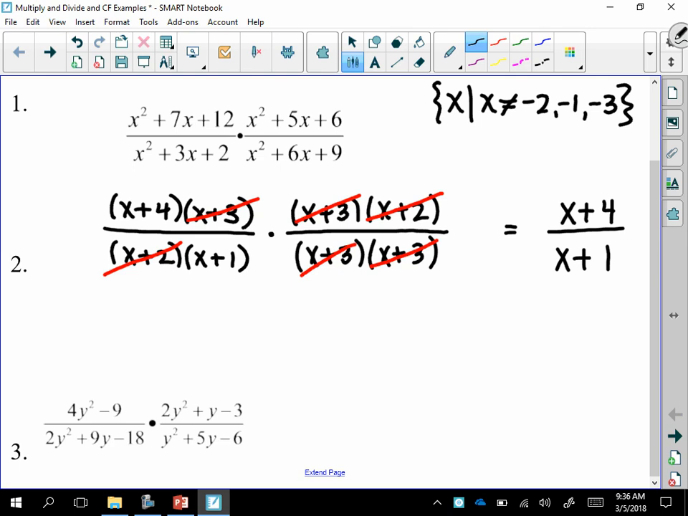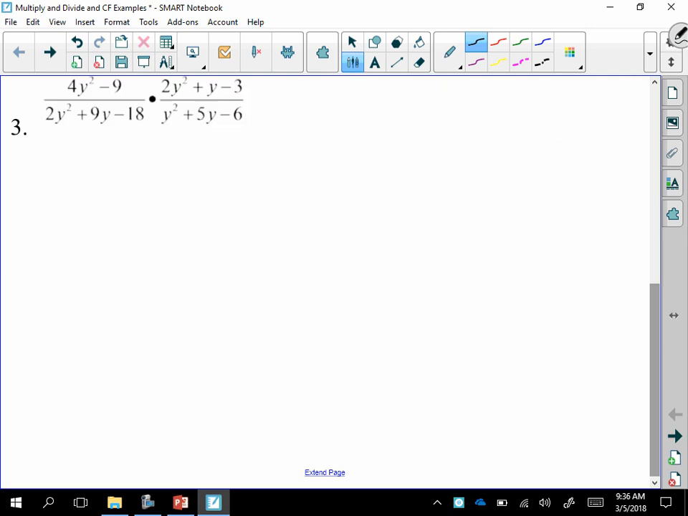So you can see we've got to do domain before we cancel, because otherwise we would think that our domain would just be x can't be -1. But we're really finding the domain of the original expression, which would include -2 and -3. All right, you try number, the one that's down here listed as number 3.